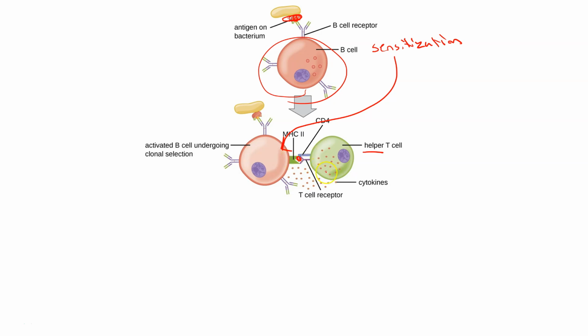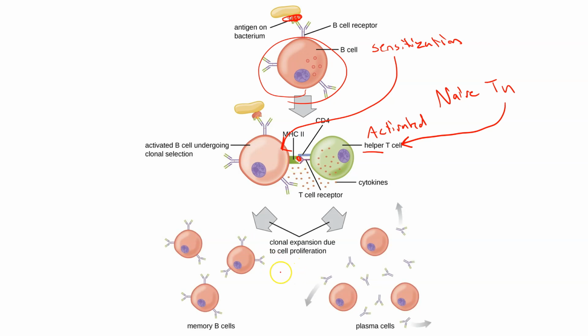And then if that's the case, a helper T can come up, and a helper T is one that has already been activated as well, because it has to go from being a naive T helper cell to an activated T helper cell. So if you have two things, the B cell which has seen the antigen, and a T cell which has been activated because it too has been presented the antigen, then the T helper cell, which is now active, can bind onto the antigen presented by the B cell, and that will lead to the clonal expansion and proliferation of whatever B cell this is.